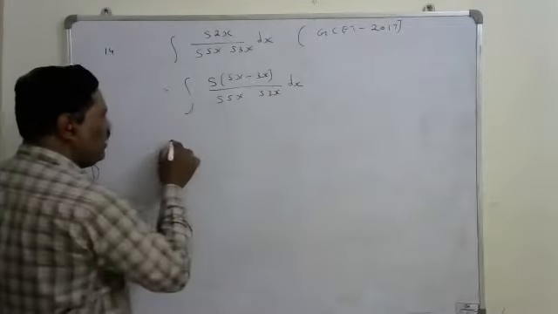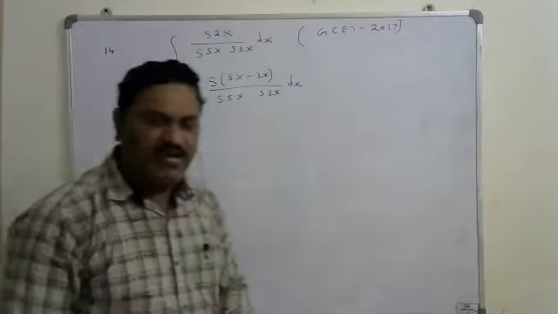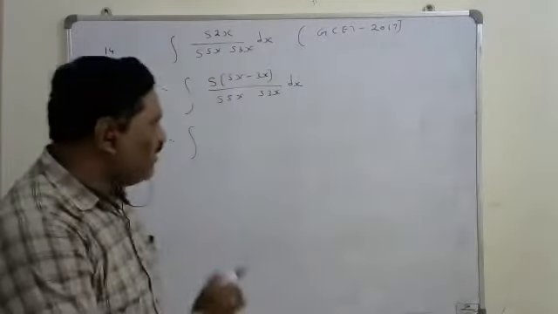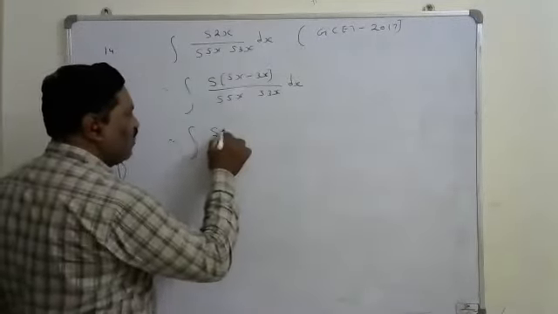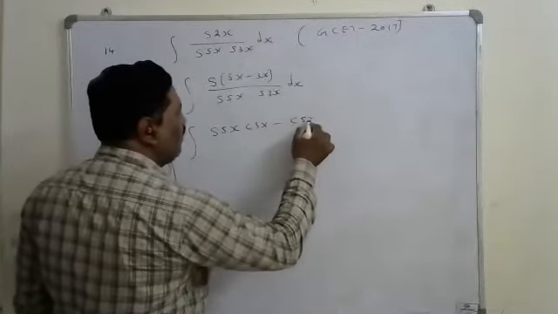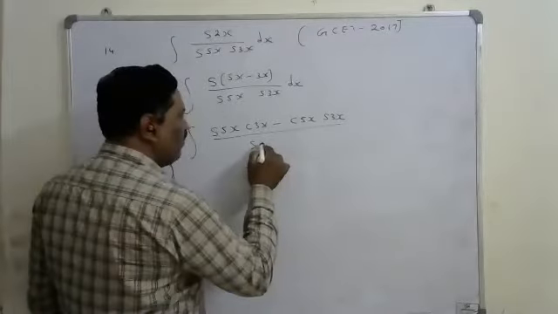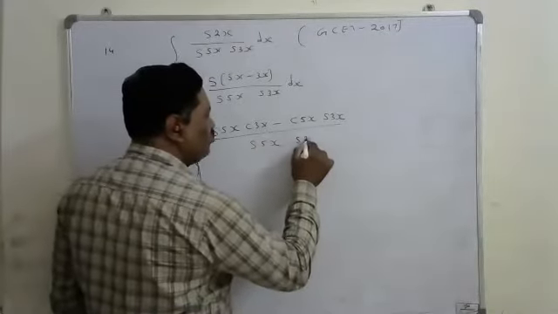Now the numerator is in the format of sin of a minus b. The formula for sin of a minus b is sin a cos b, that is sin 5x into cos 3x, minus cos 5x into sin 3x, upon sin 5x into sin 3x dx.